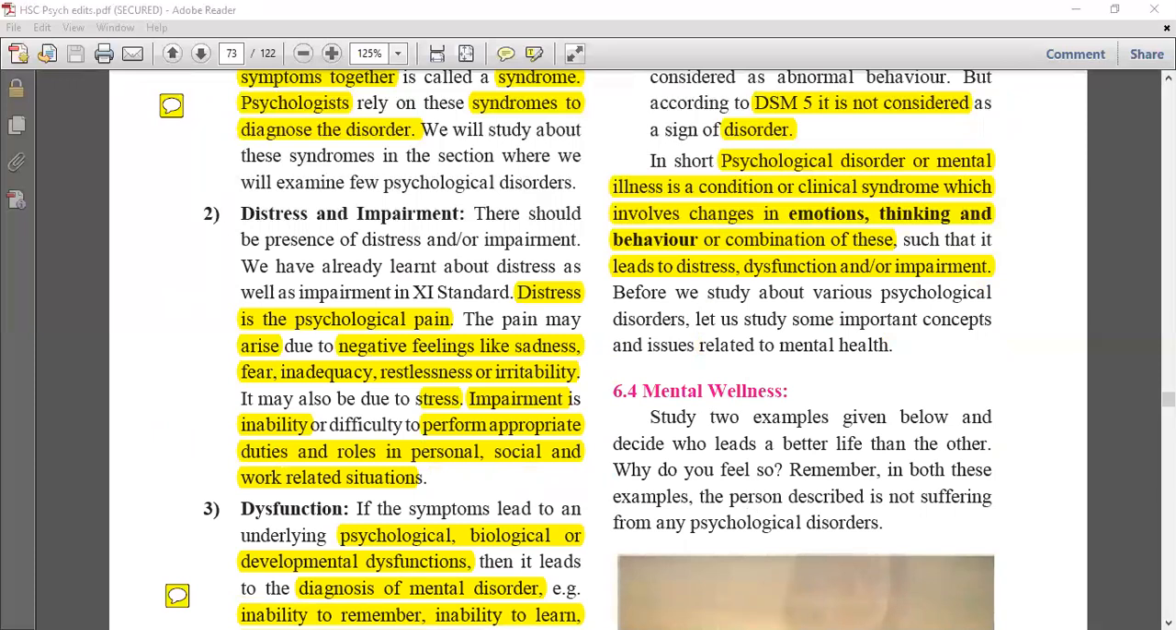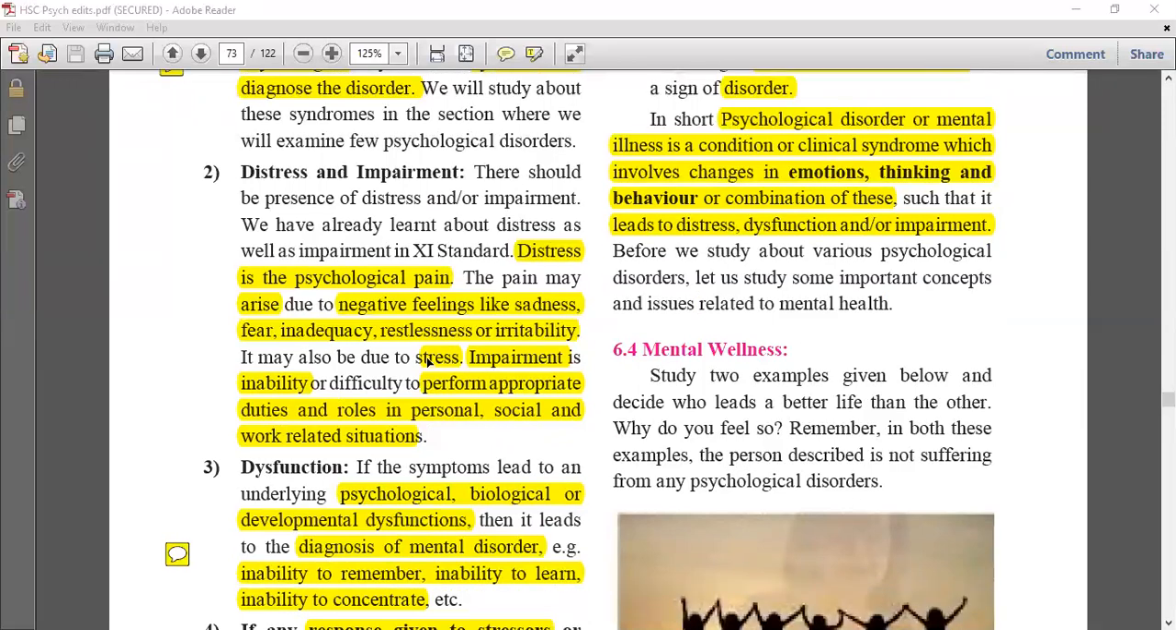Distress is psychological pain. It can arise due to feelings of fear and inadequacy. So if you're feeling distressed, it means you're not comfortable; there's a constant feeling of inadequacy, restlessness, and irritability. You're not completely okay with it. You're not calm and relaxed. And it may also be due to stress.